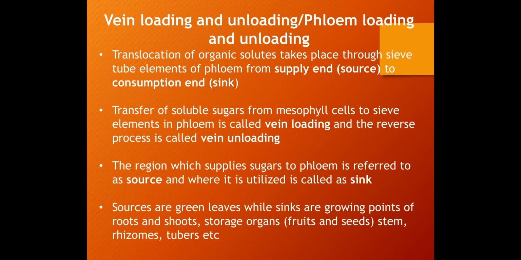The region which supplies the sugars to phloem is referred to as the source, and where it is consumed is called the sink. The sources are the green leaves, while the sinks are the growing points of roots and shoots, storage organs, stem, rhizomes, tubers, etc.